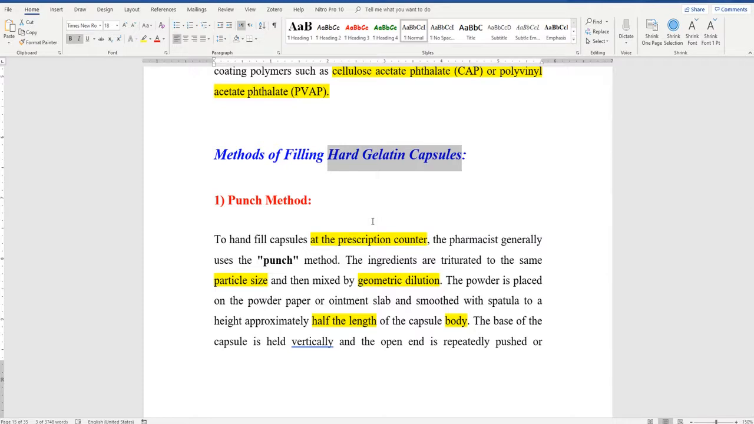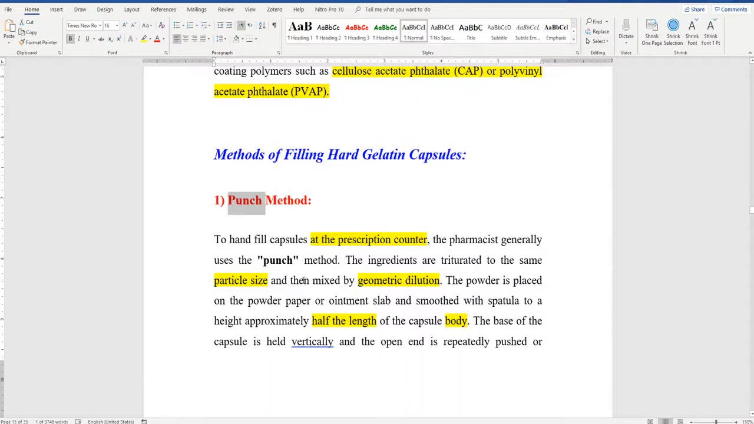Now remember to use gloves. The reason why you do that is you don't want to smudge or allow dirt to stick onto the body of the capsule, so use gloves. The other way is to use the cap of the capsule to hold the body of the capsule. Anyway, you take the body of the capsule and then you start punching the powder. That's why it's called the punch method.